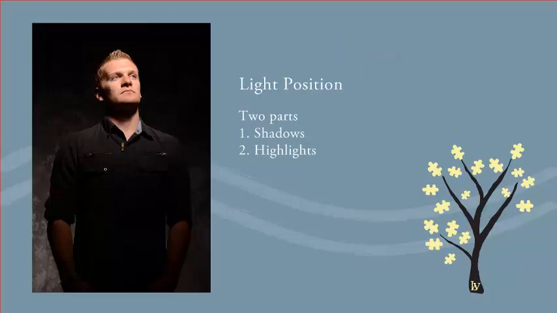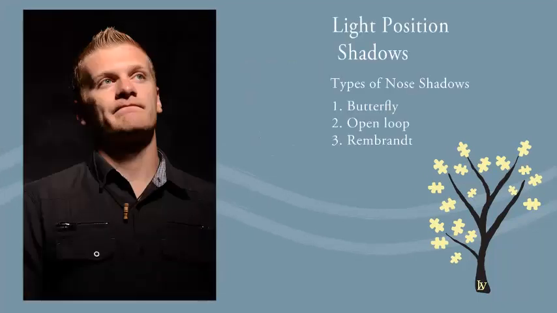There are 2 things that you must know when working with light position, that is shadows and highlights. When you are taking a portrait, you must have shadows and highlights so that your image is not flat. The most important shadow in a portrait is the nose shadow, because it molds the face by using contrast. There are 3 kinds of nose shadows: butterfly, open loop, and Rembrandt.